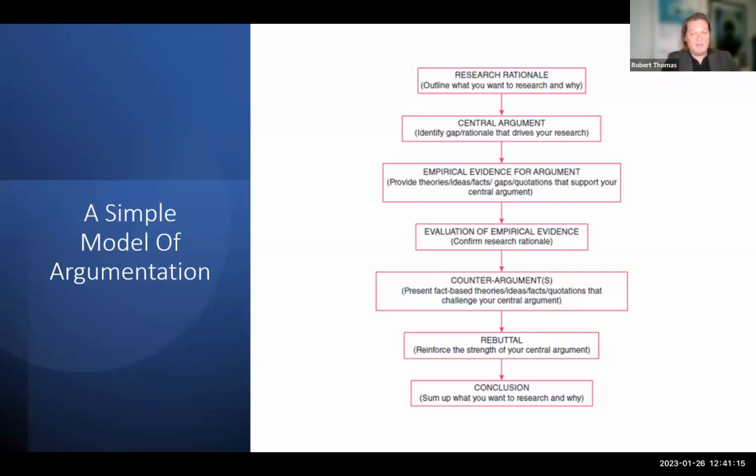That's the central argument. I would posit the titles he's won, the money he's earned, etc. So I would provide evidence for that argument. Magic Johnson has won this, etc. As we progress, we then have to look at what we call the counter argument.